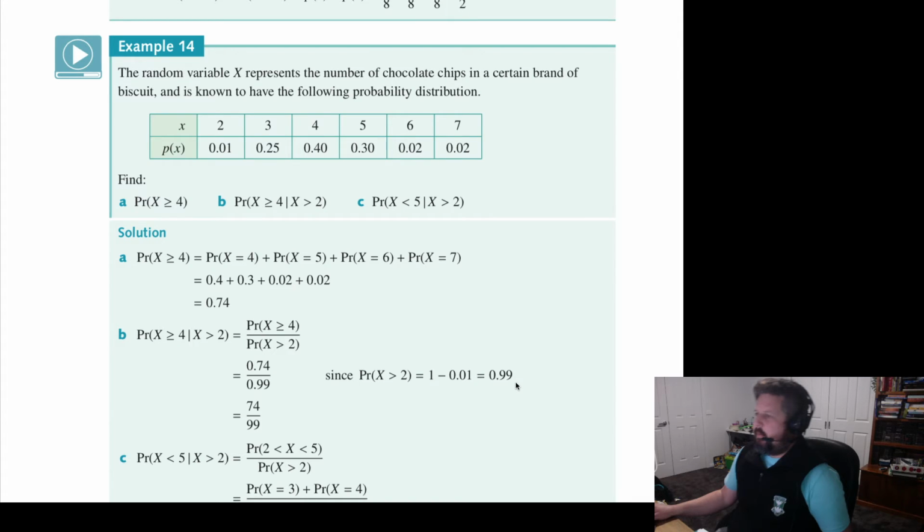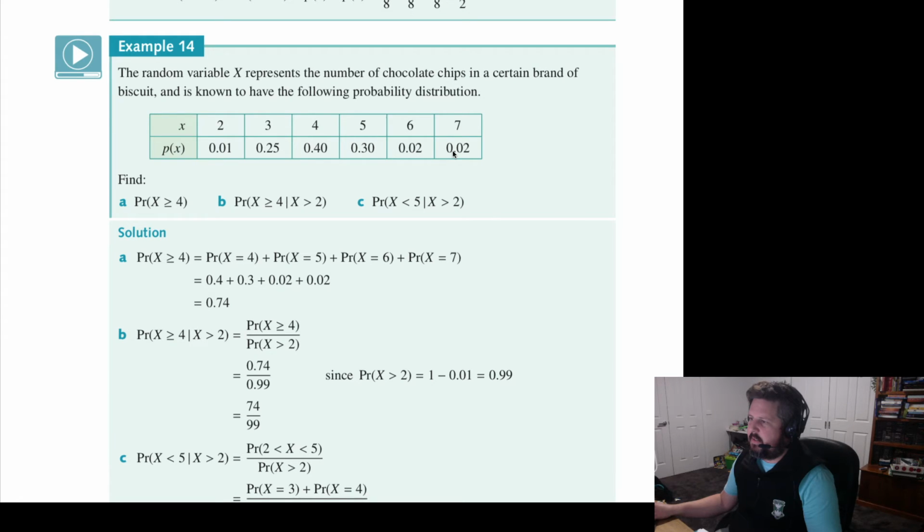So it says here, find the probability that x is greater than or equal to 4. In this case, here's 4. It's going to include that and the things that are larger. We add each of those probabilities together: when it's 4, when it's 5, when it's 6, and when it's 7. Adding those together, 0.74.